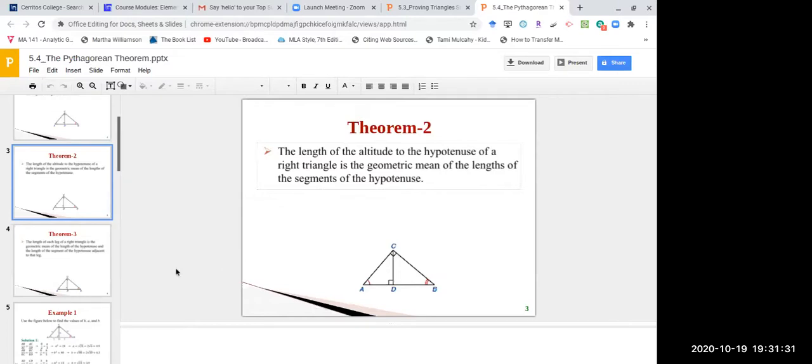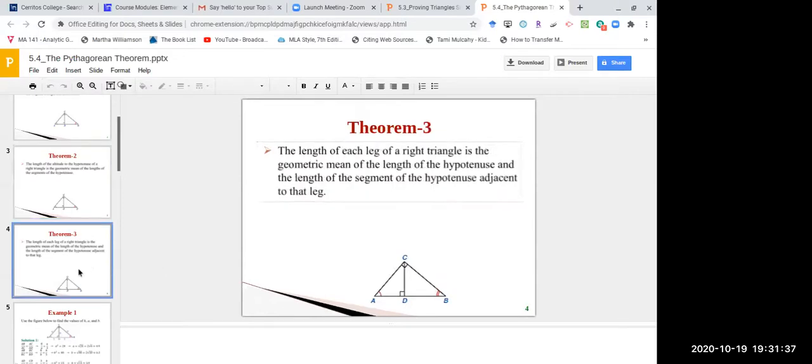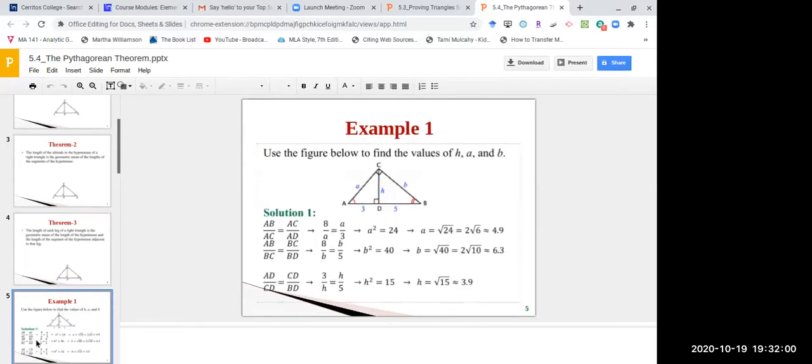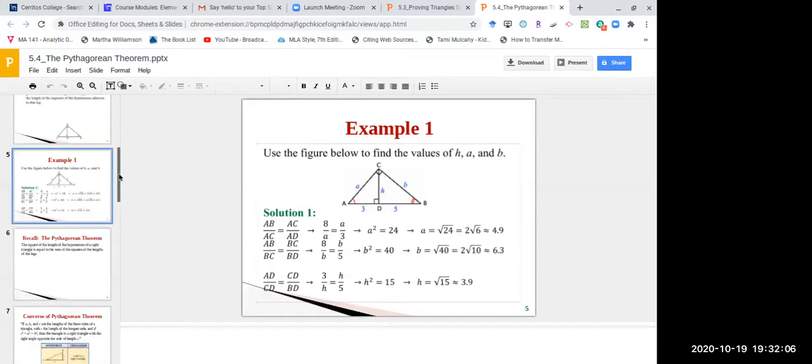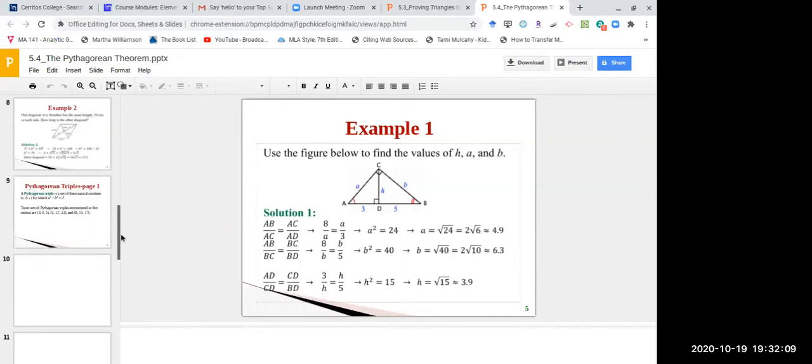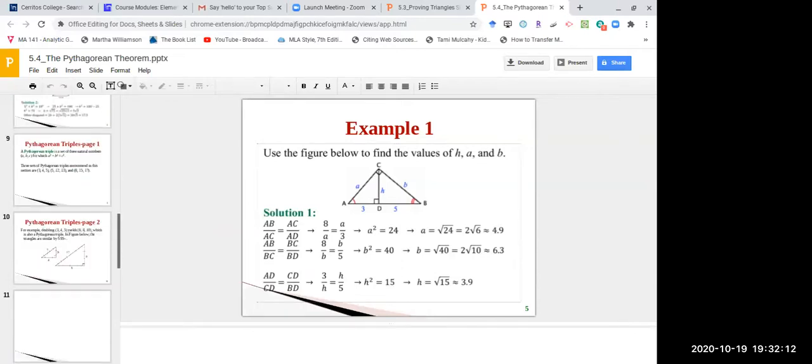And we have that theorem, and we also have Theorem 3, which is the length of each leg of a right triangle is the geometric mean of the length of the hypotenuse and the length of the segment adjacent to that leg. So study those 2 theorems. You have examples. Example 1, pay special attention to example 3 and example 4, okay?